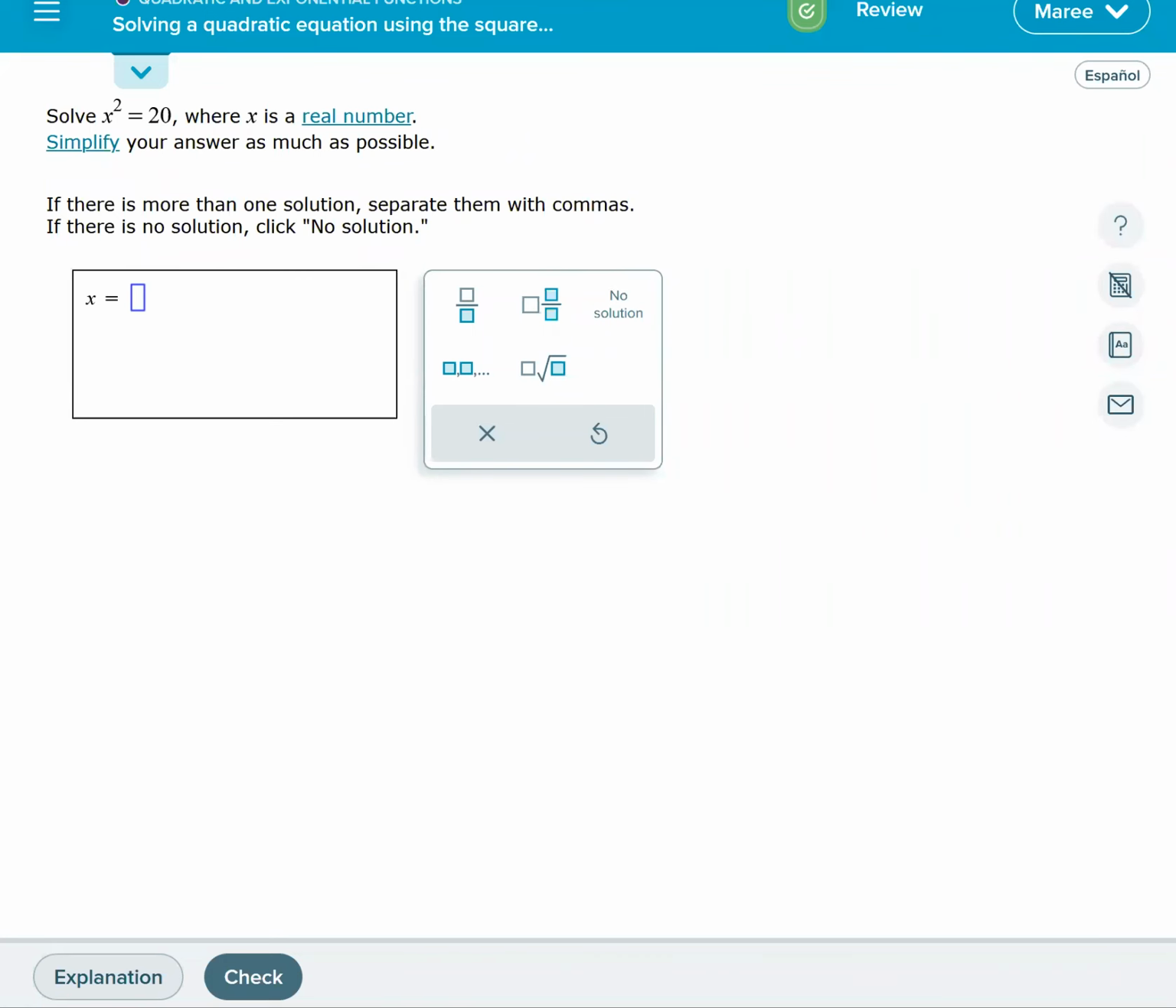This topic is called Solving a Quadratic Equation Using the Square Root Property, Exact Answers. And this is a basic introduction to this. So when we are given x squared equals 20, in order to find the solution, we need to take the square root of both sides. But when we take the square root of both sides, we need the positive and negative answer. So we have plus or minus square root of 20.